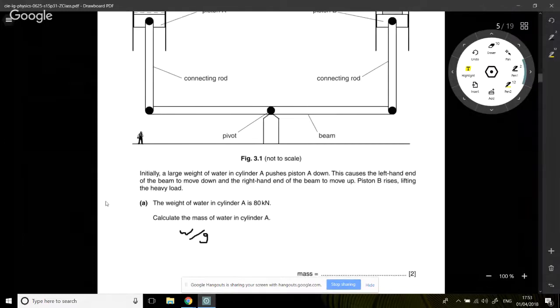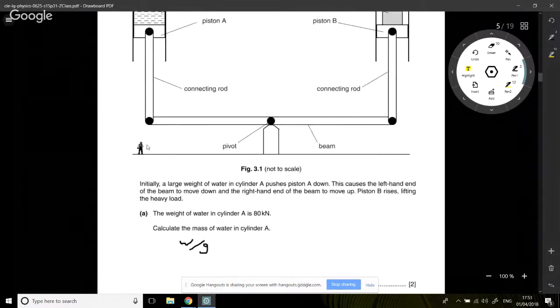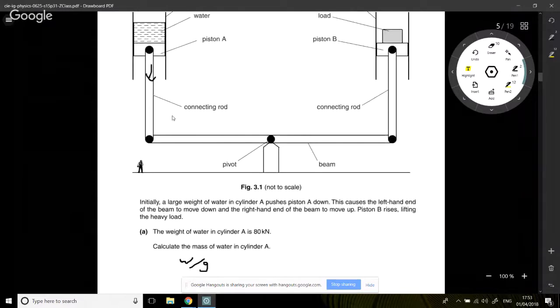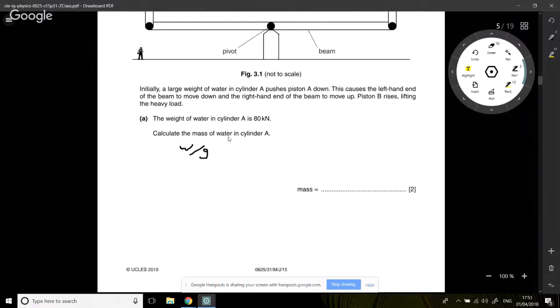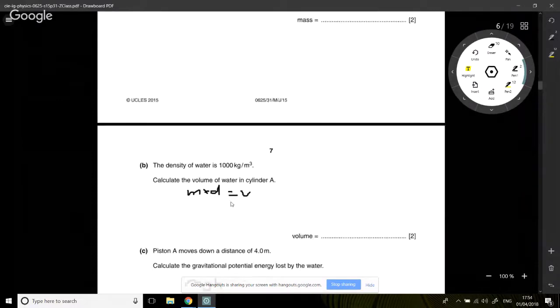And this, they just go through some very straightforward calculations. The first one says you've got the force acting here, the weight of the water in the cylinder, and they say calculate the mass of the water. So if we've got the weight, and we can approximate g to, let's say, equal to 10, then we can use the weight divided by g to calculate the mass.